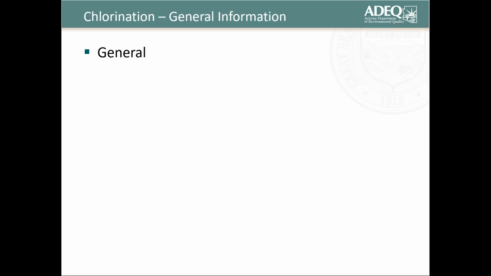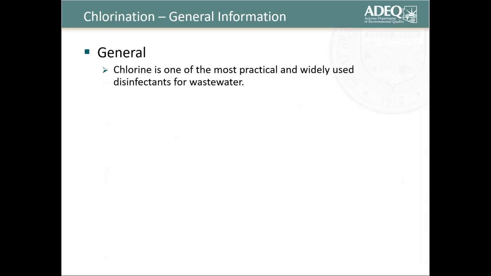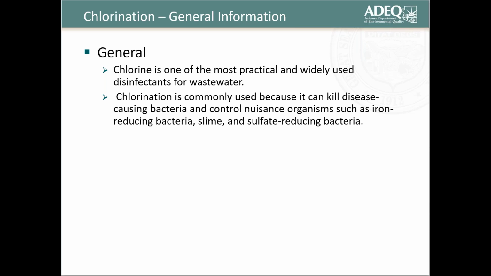Okay, now let's look at some general information. Number one, chlorine is one of the most practical and widely used disinfectants for wastewater. Number two, chlorination is commonly used because it can kill disease-causing bacteria and control nuisance organisms such as iron-reducing bacteria, slime, and sulfate-reducing bacteria.